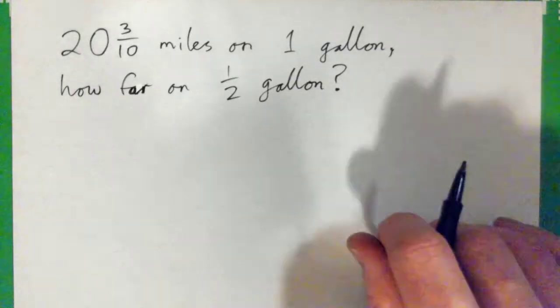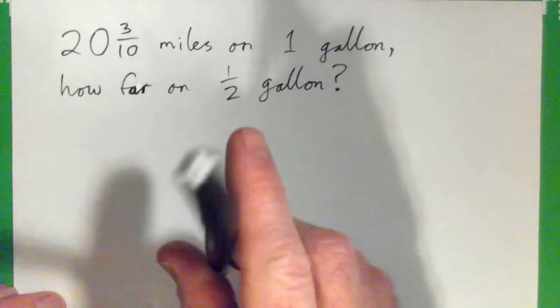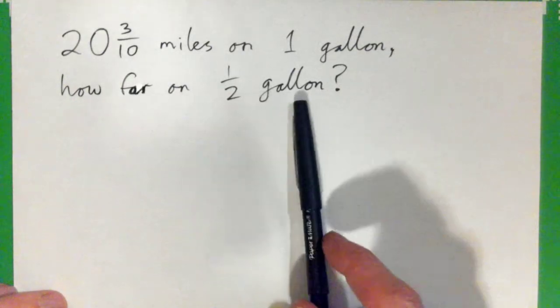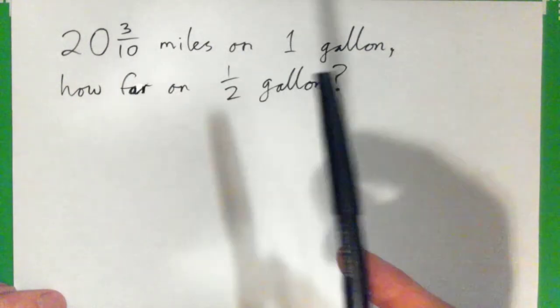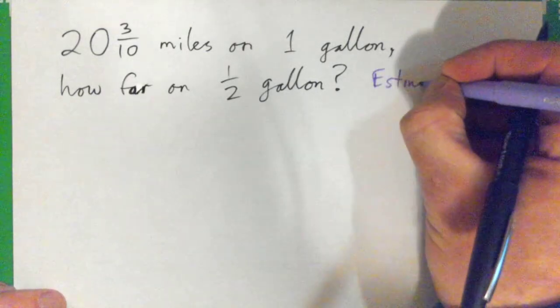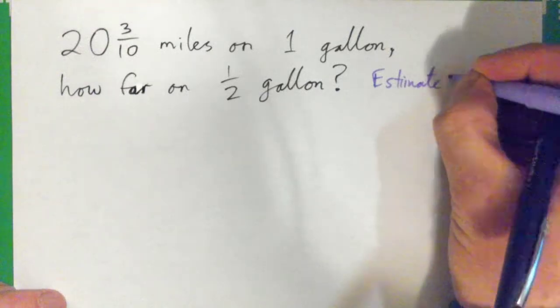So we have a car. It can go 20 and 3/10 miles on 1 gallon of gasoline. So how far can it go on half a gallon? So I guess before we begin, let's just try to estimate. Make a guess. What's your estimate?